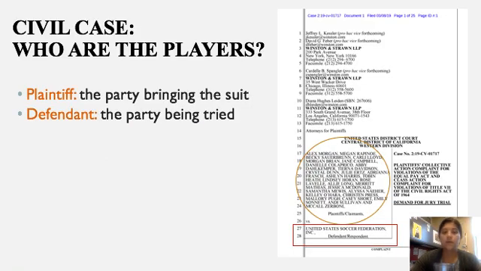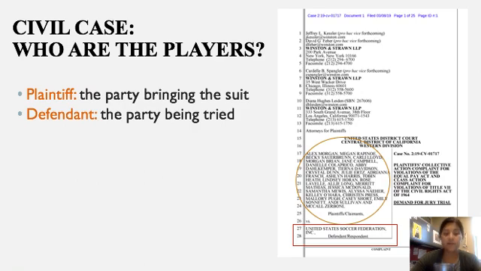Okay, so I want to talk now a little bit about who the actual parties or players are in the various lawsuits we've been talking about, because this is important terminology that you're going to hear about all semester. So I want to make sure we all have the same understanding of what we're talking about here.